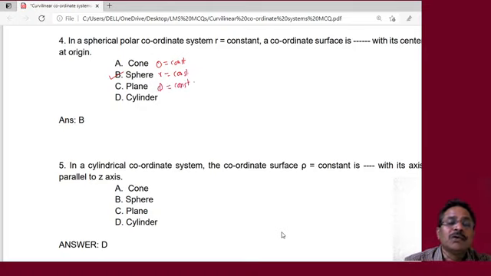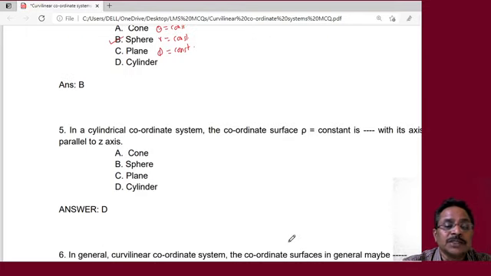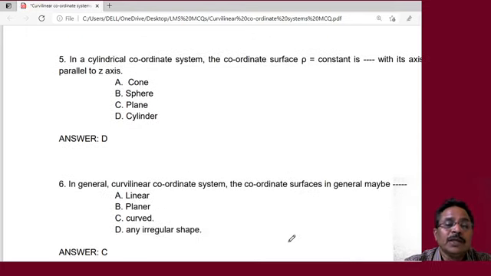Remember, these three coordinates R, theta and phi decide what type of coordinate surfaces there will be as per this discussion. Now another coordinate system, the cylindrical coordinate system: the coordinate surface phi is equal to constant is dash, dash with its axis parallel to the z axis. So again here we can draw a similar diagram to what we have drawn earlier. So this is my x, then this is y, and this is z as well.